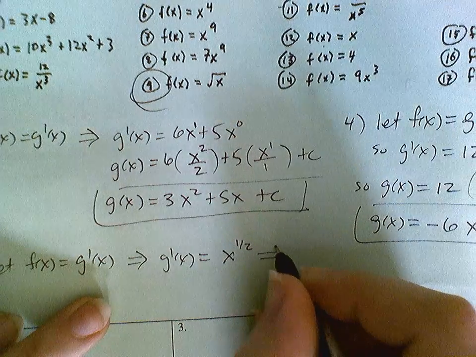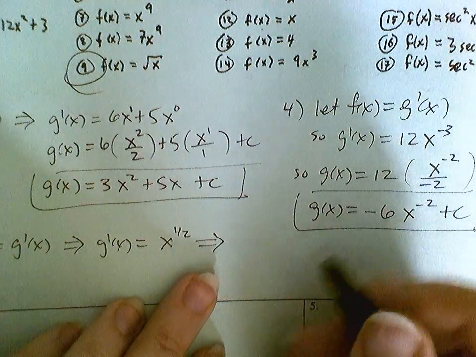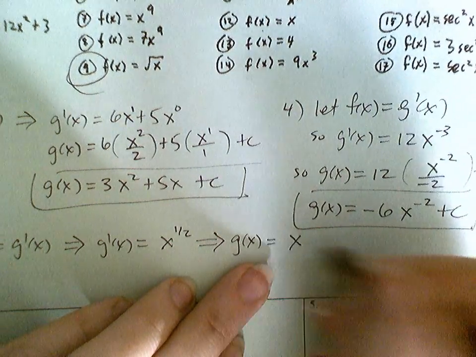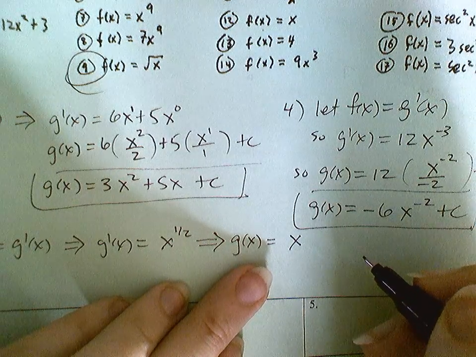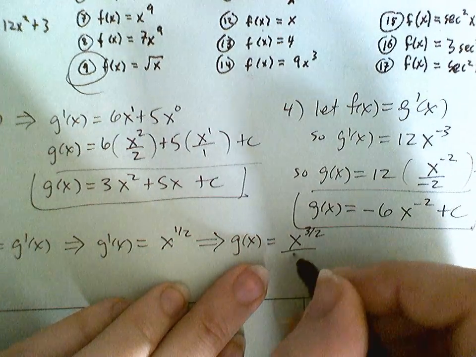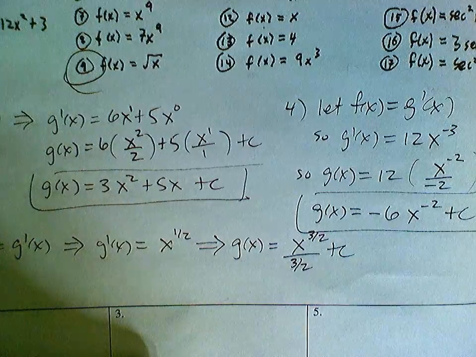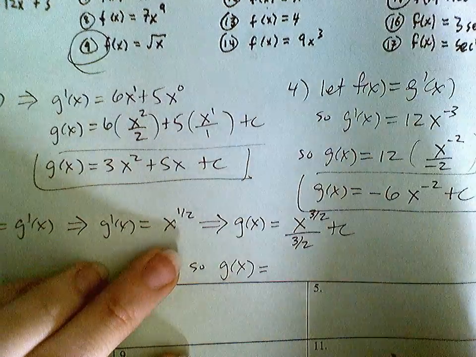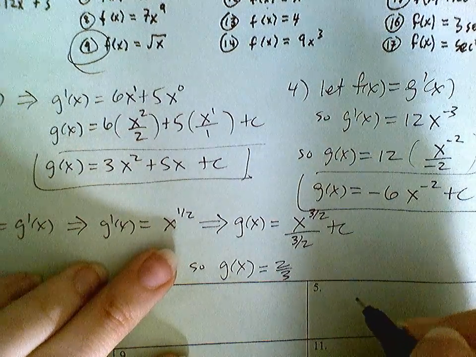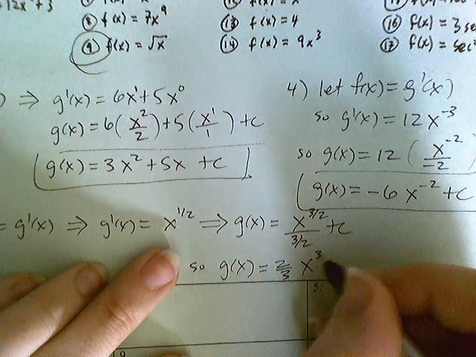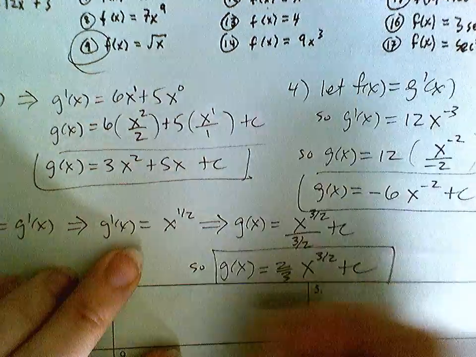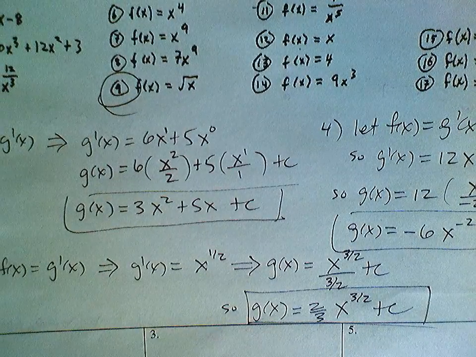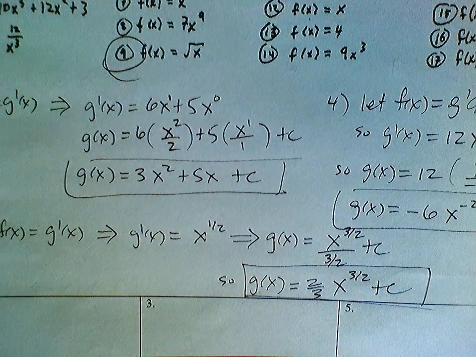Okay, so in this case, using the power rule, I would get g of x equals x to the 1/2 plus 1. So 1/2 plus 2/2 is 3/2. And then I'm dividing by 3/2, and then I need the plus c. So g of x equals 2/3, because dividing by a fraction is multiplying by its reciprocal, x to the 3/2 plus c. So there is our family of antiderivatives for radical x.